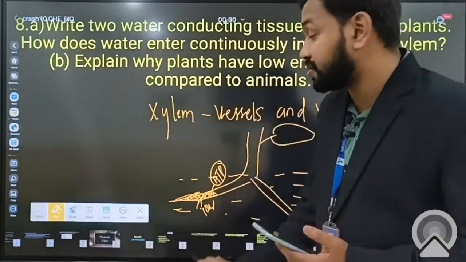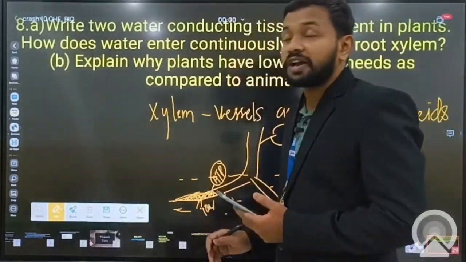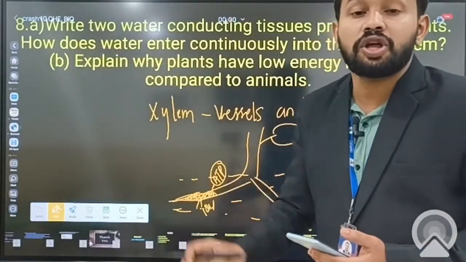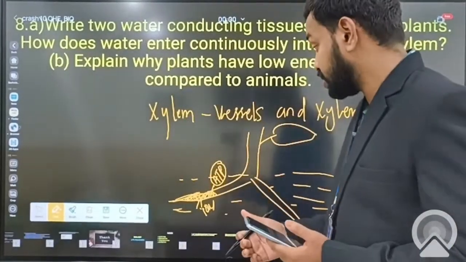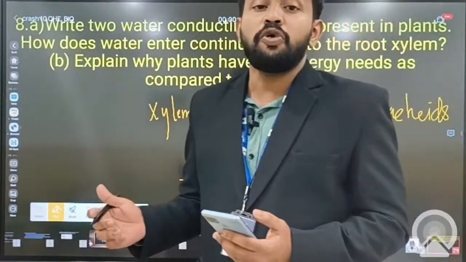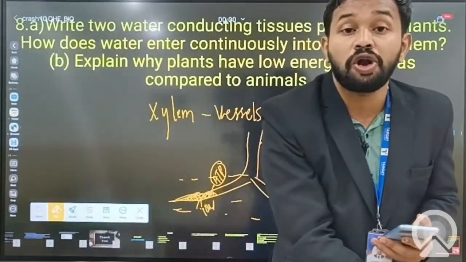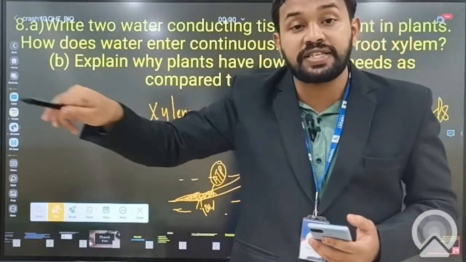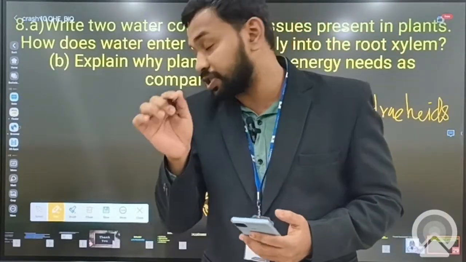Which will collect some ions from the soil. If it collects ions from the soil, osmosis takes place. What is the definition of osmosis? The movement of water molecules from higher concentration to lower concentration through a semi-permeable membrane. And this process is called osmosis.